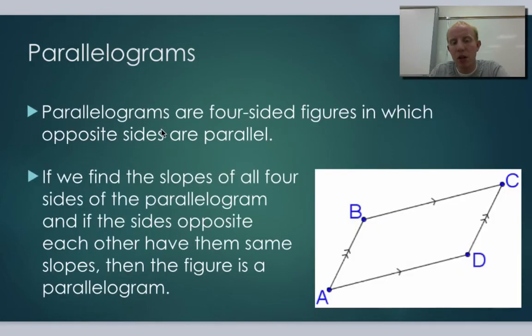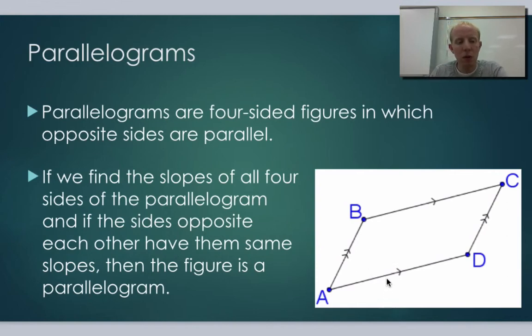Okay, so parallelograms are four-sided figures in which opposite sides are parallel. If you look at this picture, it kind of looks like a rectangle, not quite, it's kind of skewed to a side, right? But the key here is that we have parallel lines here and parallel lines there. AB is parallel to DC, and BC is parallel to AD. So you have this relation between the sides where opposite sides are parallel.